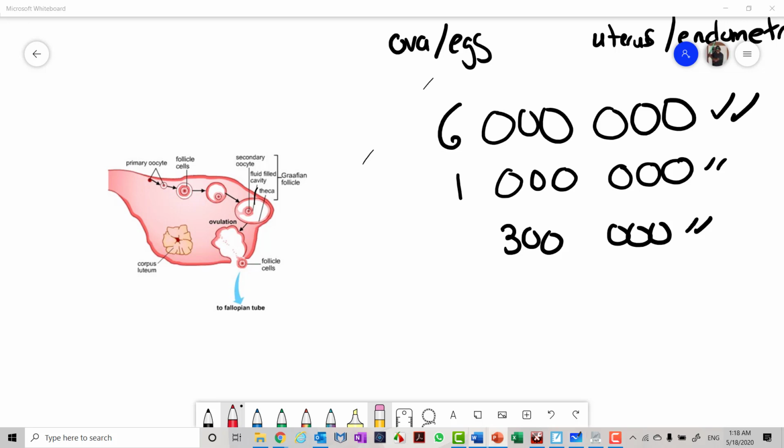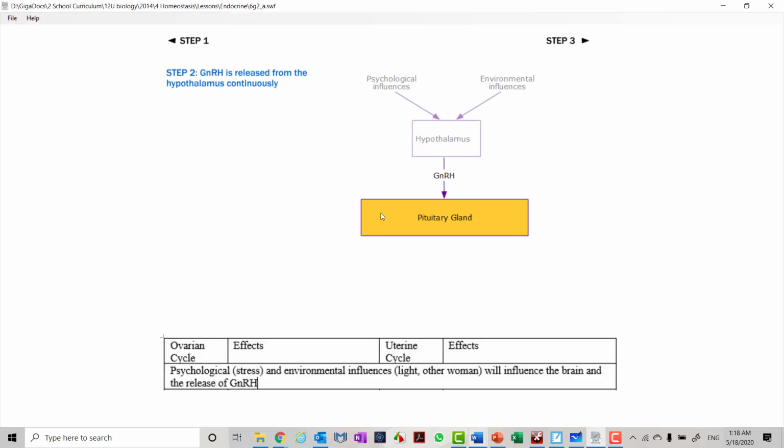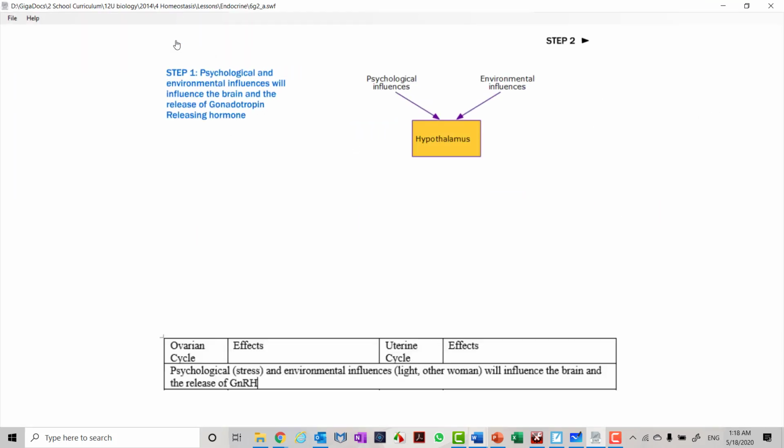I'm going to use this here to help me explain the story, and then I'm going to draw and use steps here. So step number 1. What's going to tell the hypothalamus that it needs to release hormones? Some of these are psychological influences that will affect the hypothalamus. So the hypothalamus is controlling the area.